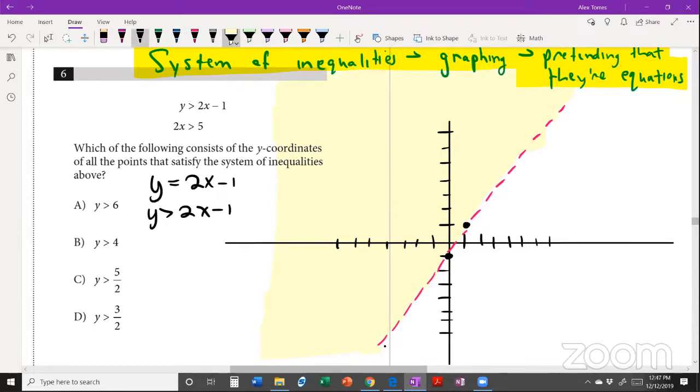Okay, the other one, we'll pretend that that is 2x equals 5. Divided by 2, you get x equals 5/2. By the way, it wasn't really x equals 5/2, it was x is greater than 5/2. But the line x equals 5/2, which is 2.5. This is saying that x is 2.5.